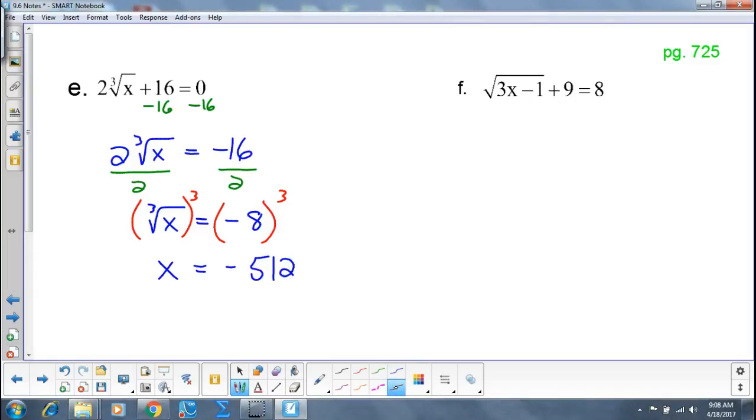Check it. What is the cube root of negative 512? Negative 8. What is negative 8 times 2? Negative 16. What is negative 16 plus 16? Is 0 equal to 0? Yes.